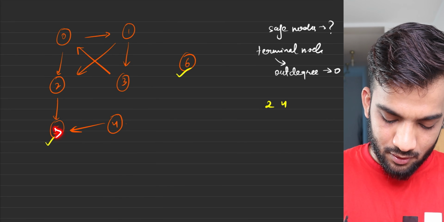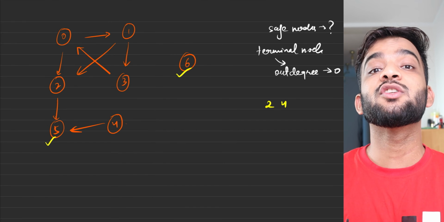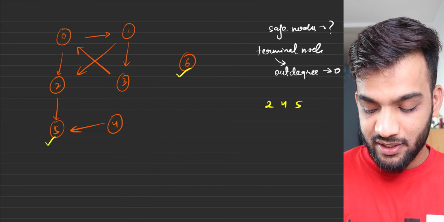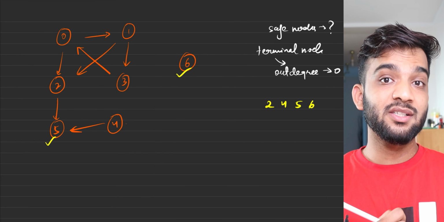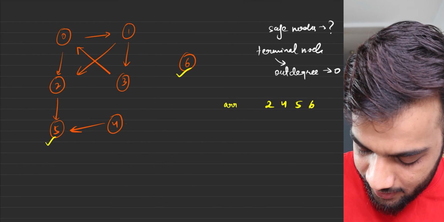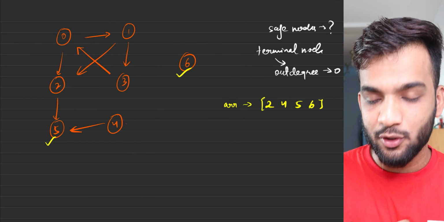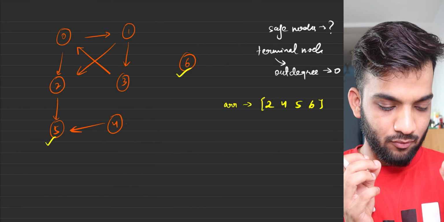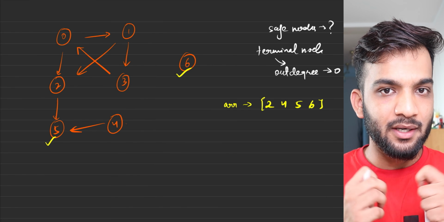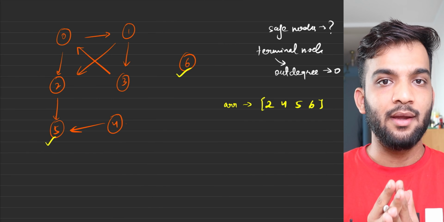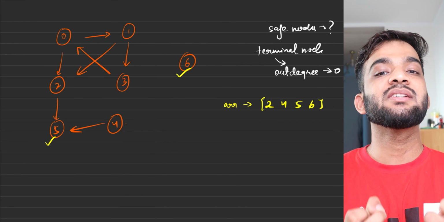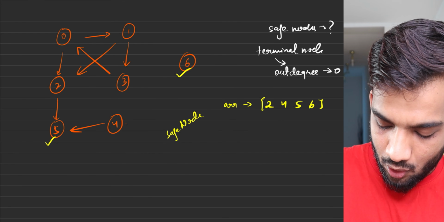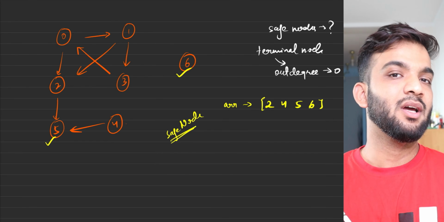Let's check out 5. 5 is itself a terminal node, which means it's a safe node. Let's check out 6. It's itself a terminal node, so a safe node. So this is the array in sorted order which you have to return as the answer. You have to figure out all the paths, and if all of the paths end up at a terminal node, then that node is definitely a safe node. So the question is very straightforward: give me all the safe nodes present in a graph.